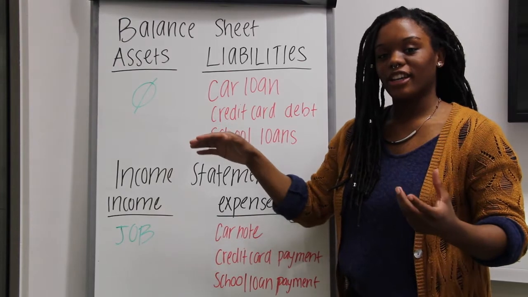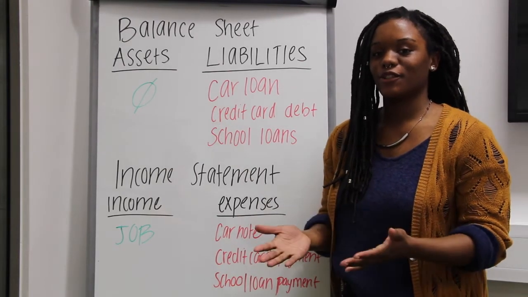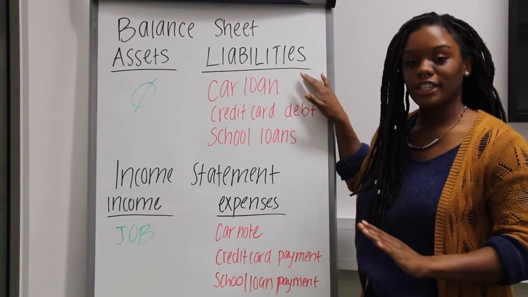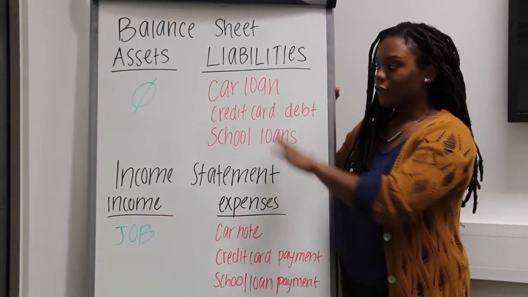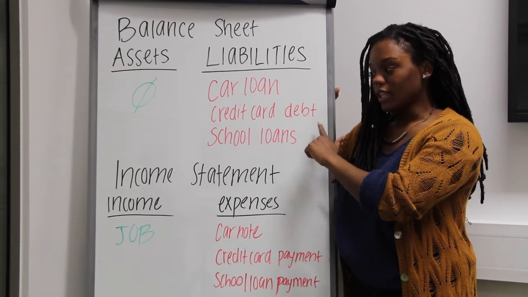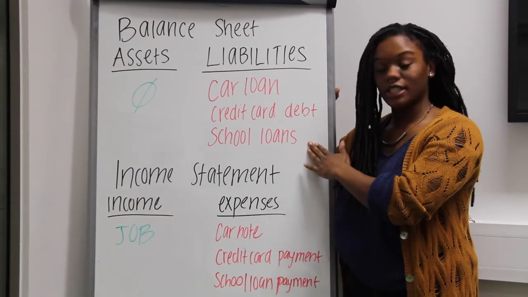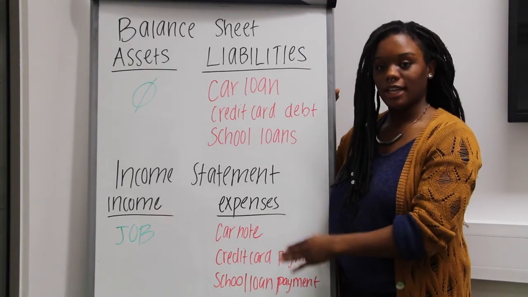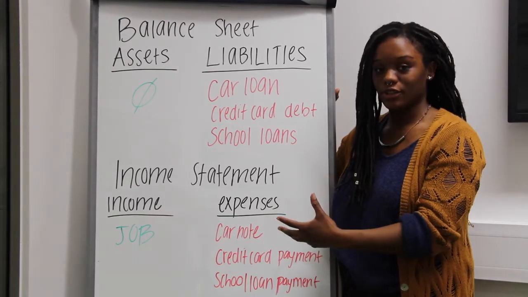I do plan on investing later on this year, so stay tuned for future videos and we'll see how I'm doing. For my liabilities, I've listed three. My first one is the car loan, second one credit card debt, and the third one is school loans. I've also rewritten some things from the income statement down here just so you can see how they're interrelated.